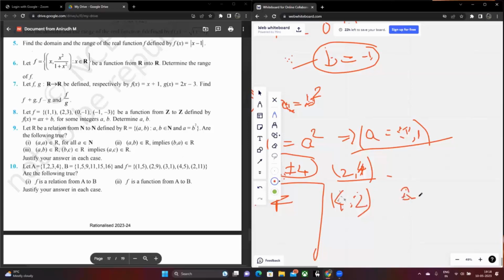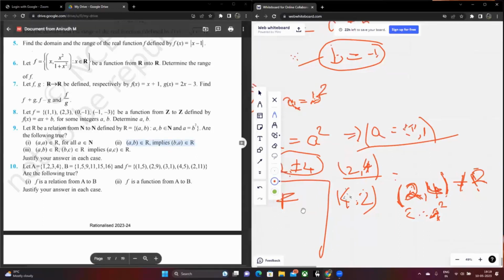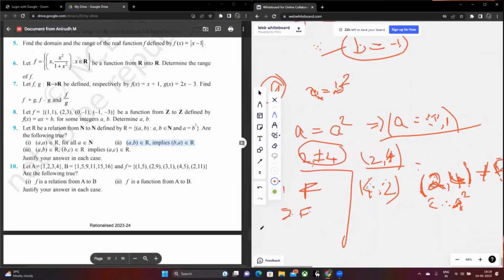But (2, 4) means that 2 equals 4 squared, which is not possible because 2 is the square root of 4, it's not 4 squared. So (2, 4) does not belong to R. So your property number 2, that (a, b) belongs to R implies (b, a) belongs to R, is false. Again, 2 is false, because you have this disproving your statement. (4, 2) belongs to R because 4 is 2 squared, but 2 is not 4 squared. So (2, 4) does not belong to R, which disproves your statement. This is the symmetric property of a relation. If this is true, then your relation is symmetric.